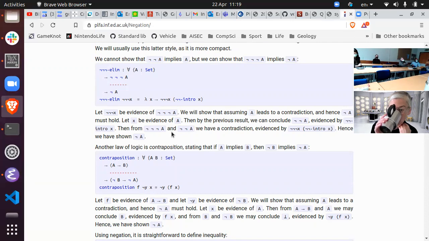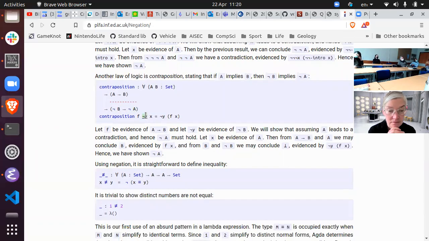Okay, so then they go on to discuss, if you add extra negations to everything, then it is provable because we can introduce them. And then they go on to contraposition, which is another useful function for deriving. If you have A implies B, then you can prove that not B implies not A.